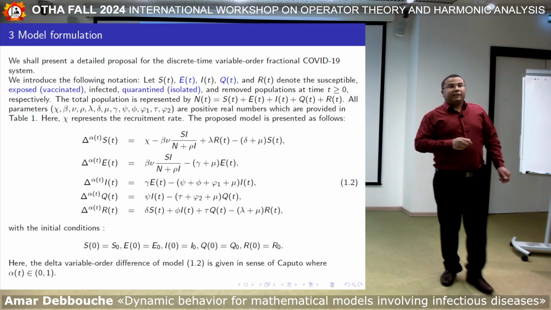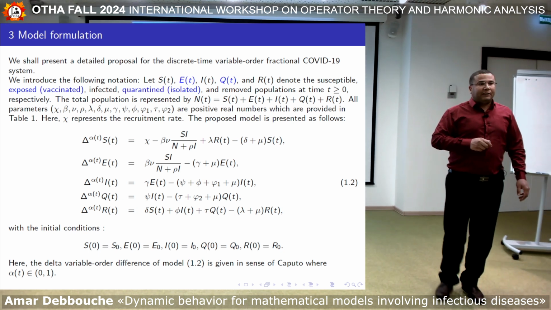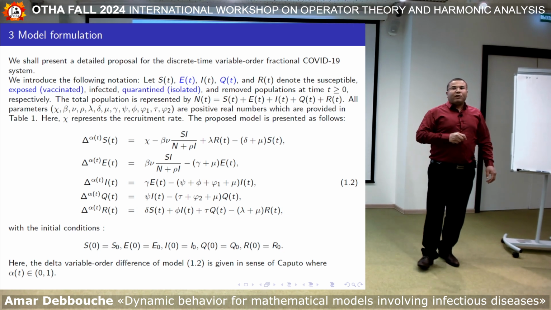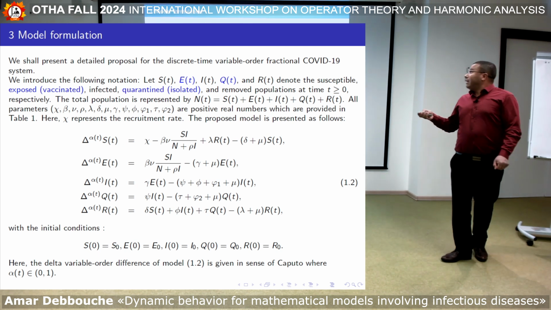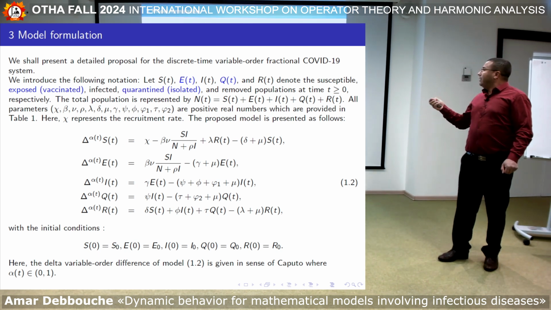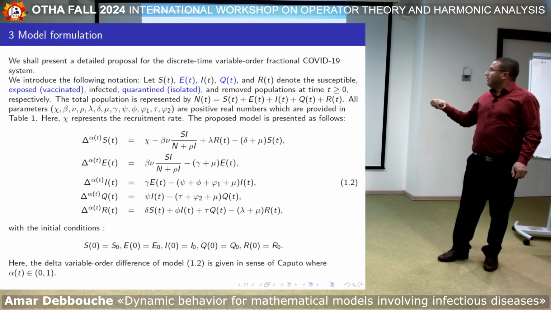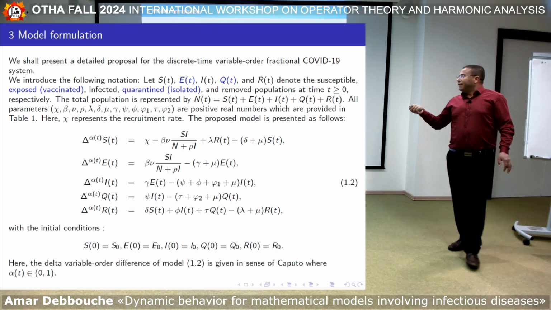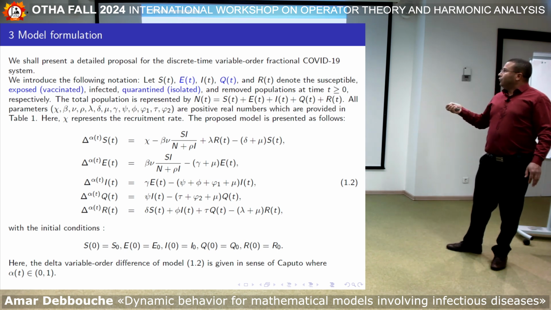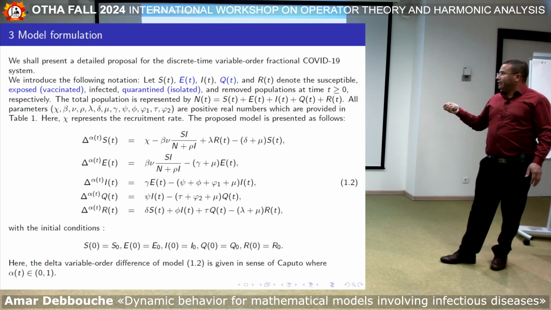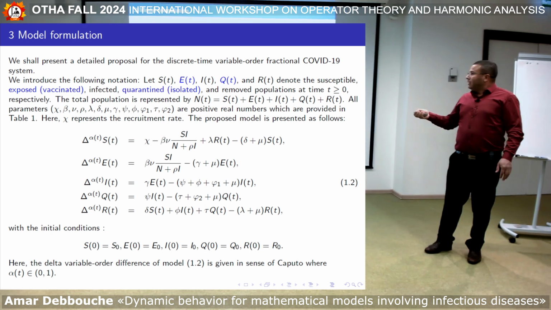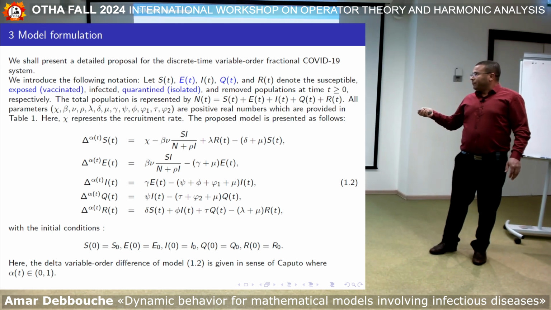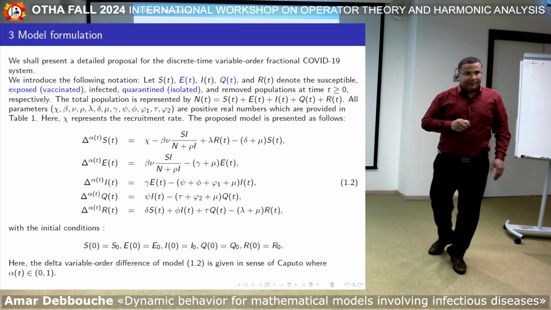Now our idea is to introduce the COVID-19 model with the help of fractional calculus in discrete time. So we will add two unknown functions. Capital E means exposed or vaccinated individuals, and capital Q means quarantined, or sometimes we say isolated individuals. So we will combine this model with fractional calculus, but in discrete cases.